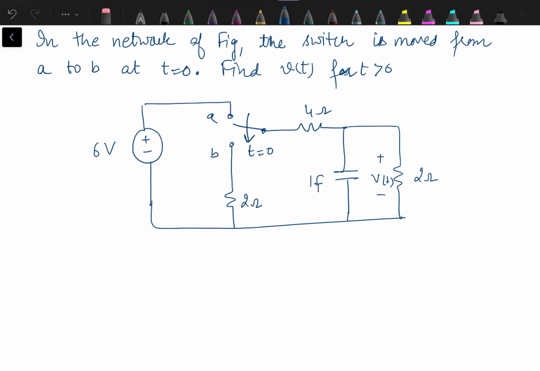1 farad capacitor and 2 ohm resistance, they are connected in parallel. So whatever the voltage is there across the capacitor, same is the voltage across the resistance. So basically we need to find out the expression for voltage across the capacitor. Again we have to solve the three steps. First one is before switching to calculate the value of voltage at the instant of switching, that is Vc0.